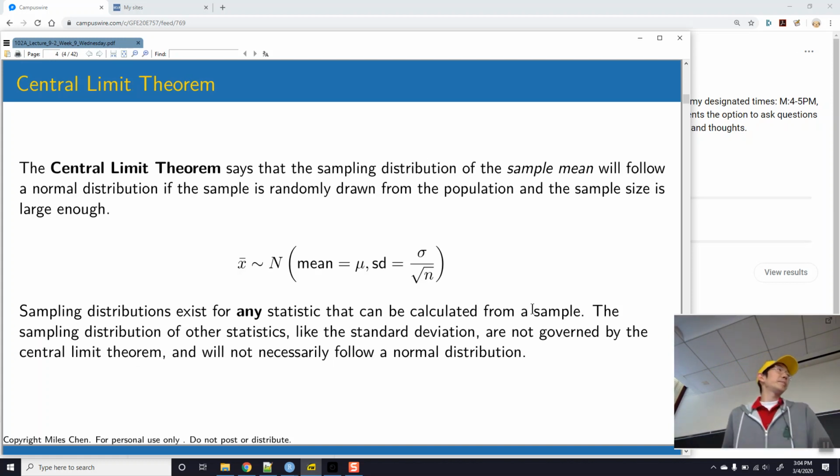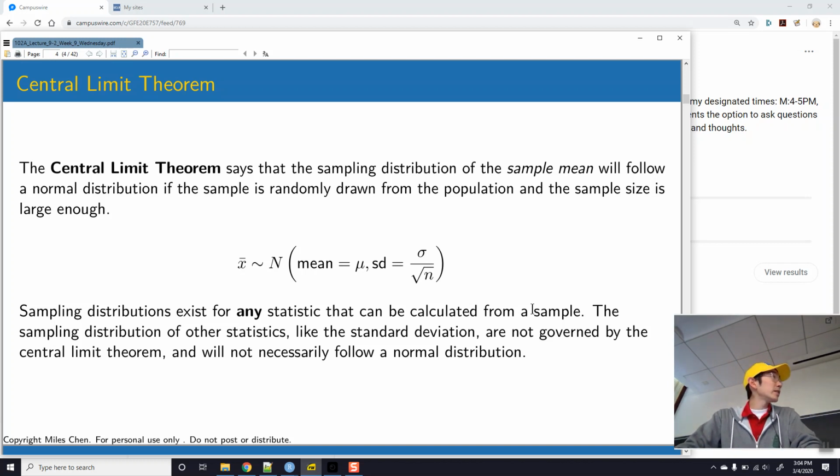Now, in your intro stats class, you covered the central limit theorem, and the central limit theorem forms kind of the foundation for all the inference that you do in intro stats. The central limit theorem says that the sampling distribution of the sample mean will follow the normal distribution as long as these conditions are met: as long as the sample is drawn randomly, and as long as your sample size is large enough. It says that x bar is normal with mean mu, the population mean, and standard deviation equal to sigma, the population standard deviation, divided by the square root of n.